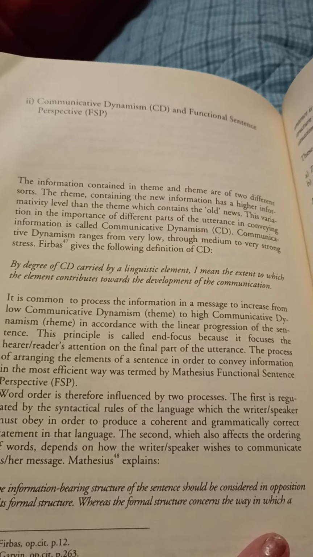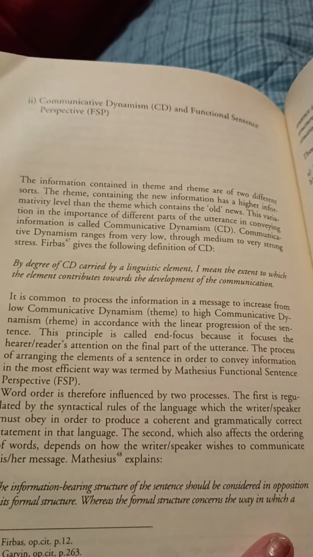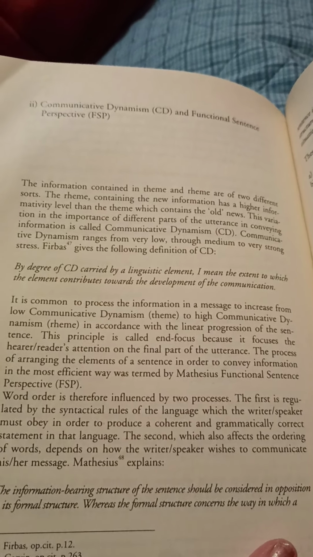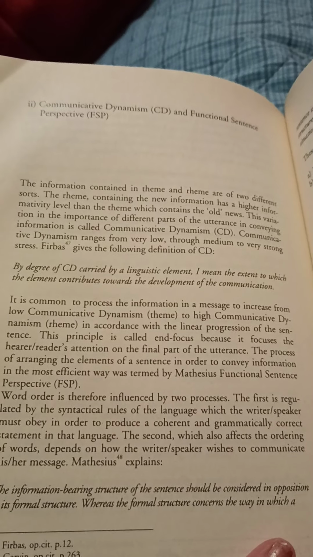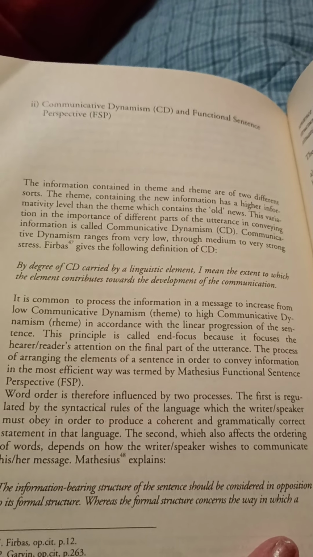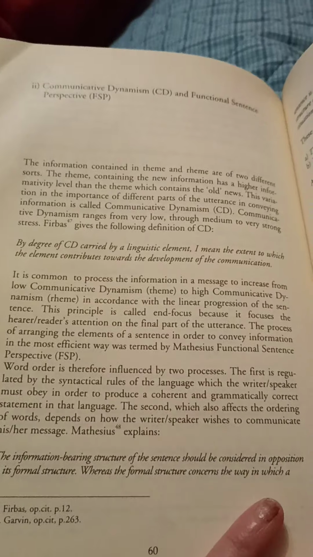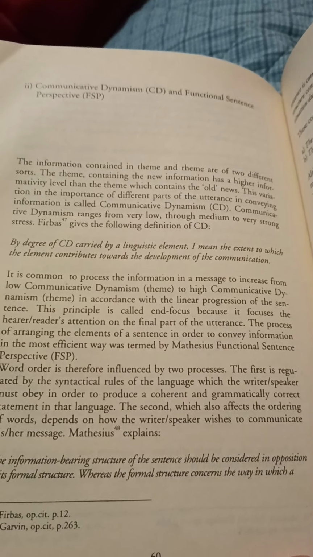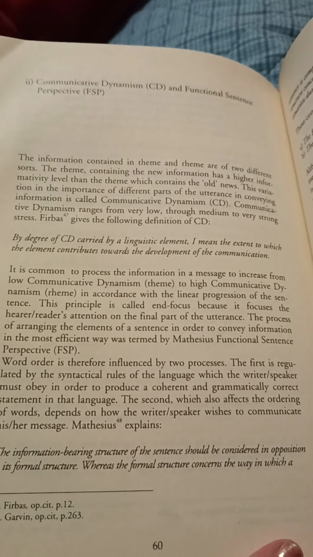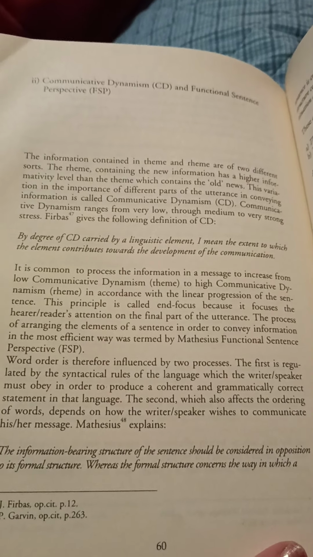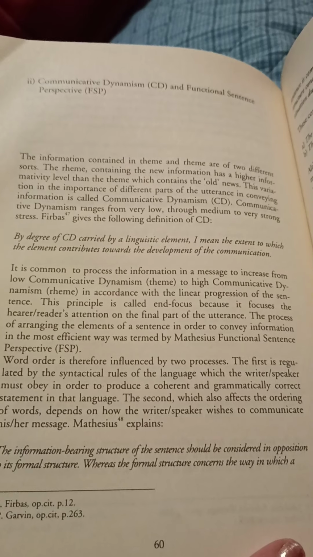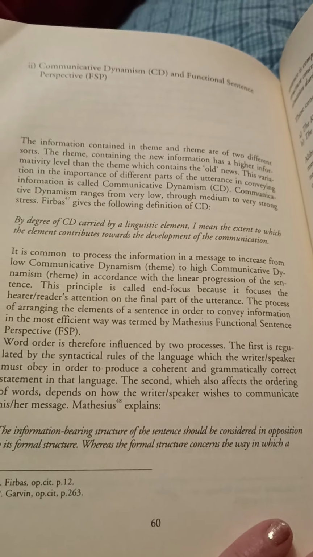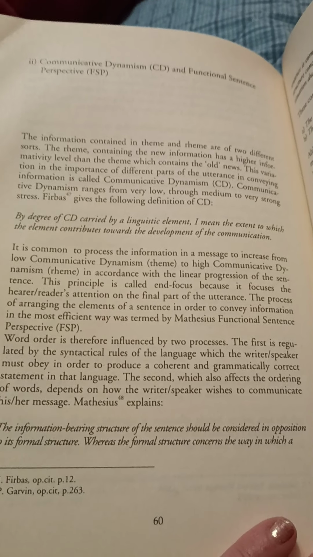It's common for the information in a message to increase from low communicative dynamism, theme, to high communicative dynamism, rheme, in accordance with the linear progression of the sentence. This principle is called end focus because it focuses the ear or reader's attention on the final part of the utterance. The process of arranging the elements of the sentence in order to convey information in the most efficient way was termed by Mathesius functional sentence perspective.